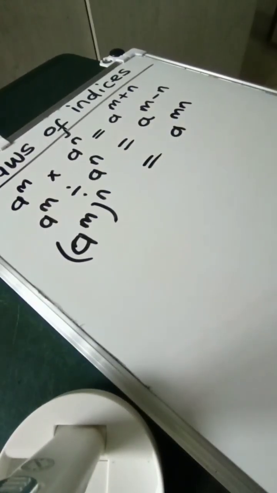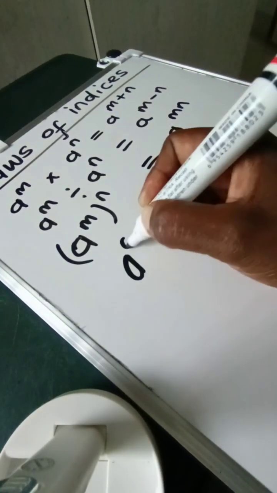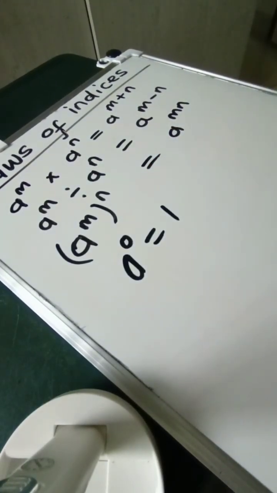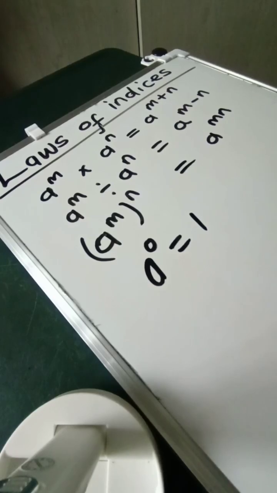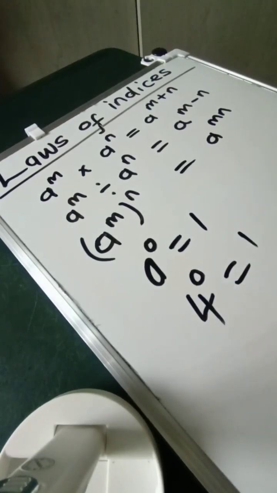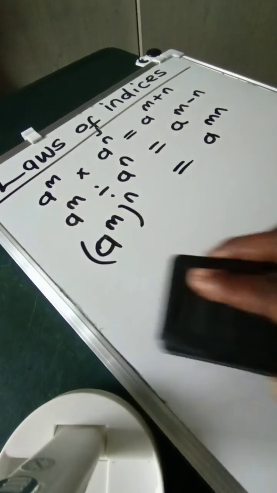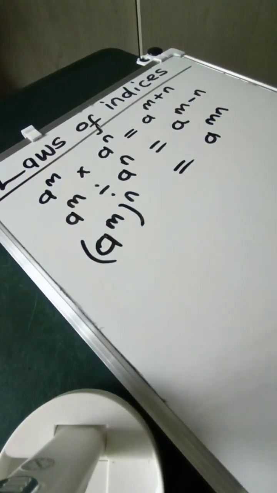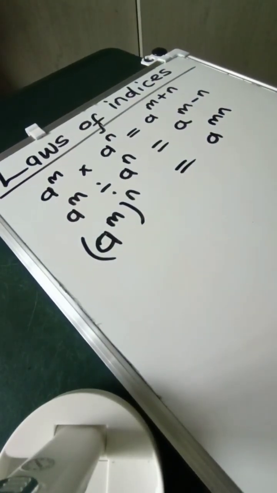There we have a to the power of 0 is equal to 1. Anything raised to the power of 0 is equal to 1 except 0 itself, right? So we can have 4 to the power of 0 is equal to 1. We can have 7 to the power of 0 is equal to 1. Any number raised to the power of 0 is equal to 1.